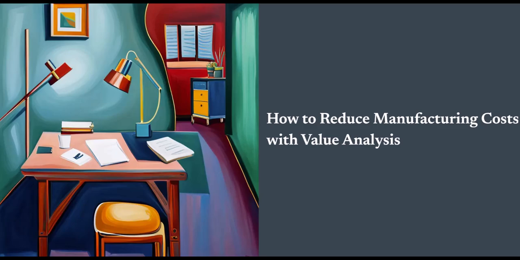Imagine ABC Widget Co., a hypothetical manufacturing company specializing in widgets. Faced with increasing competition and rising production costs, they decide to implement value analysis. First, they assemble a cross-functional team of experts from engineering, finance, and operations. Together, they set a clear objective to reduce the manufacturing cost of widgets by 20% within 6 months without compromising quality. They identify KPIs such as cost per unit and production time to measure success.